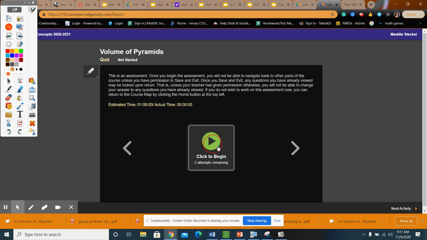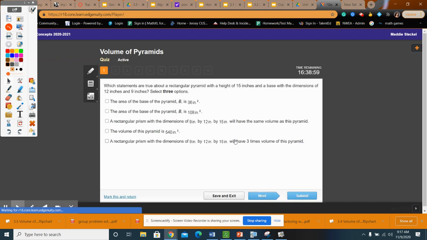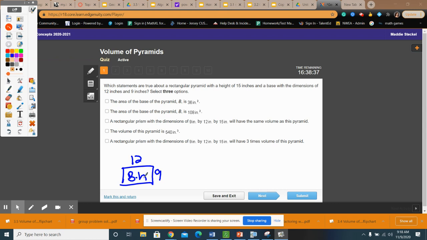Okay, so let's see what we got here. Which statements are true about a rectangular pyramid with a height of 15 inches and a base that's 12 by 9? So the area of the base is 36. Well, if the base is a rectangle, that's 12 by 9. That's base times height. To find the area of the base, 12 times 9 in my calculator says 108. So the area of the base is not 36. That's wrong. It is 108, and that is right.